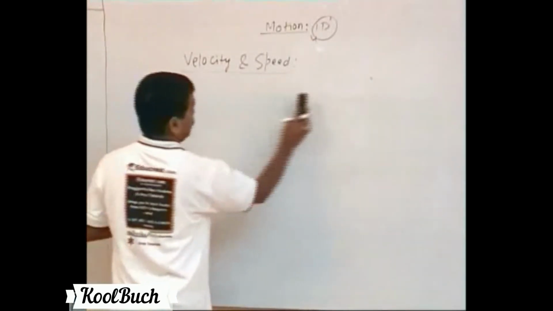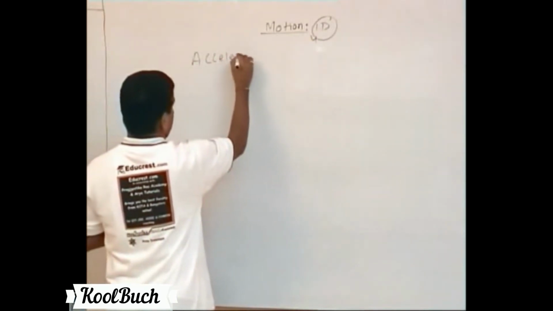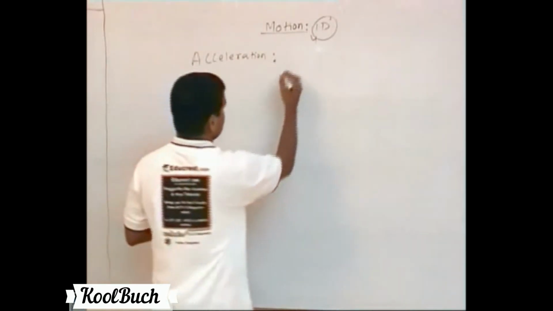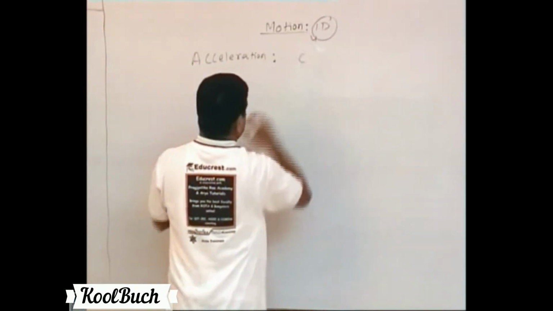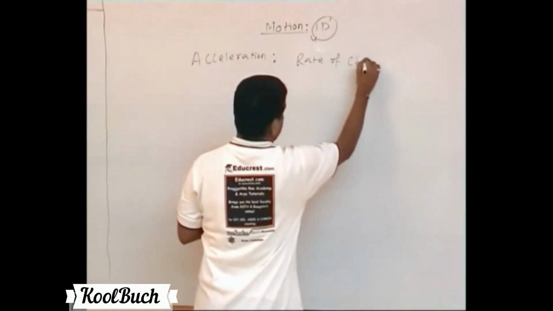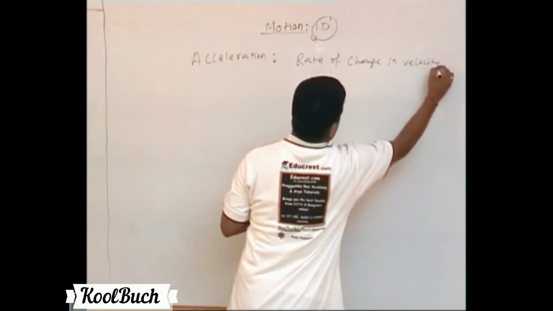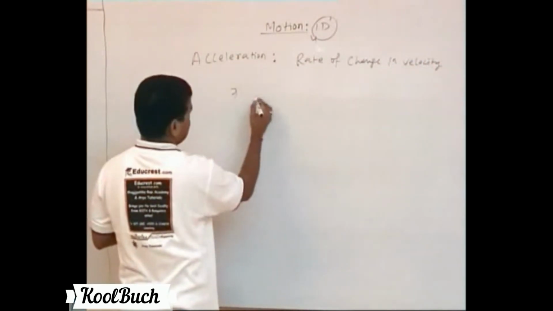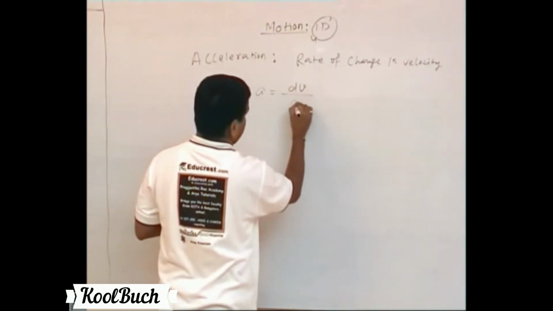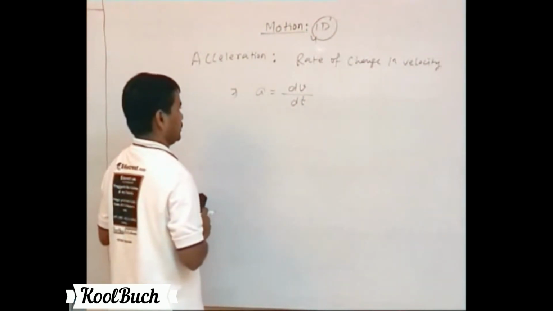Now let's move on to the next thing. What is acceleration? Acceleration represents the rate of change in velocity. So let's say if we represent acceleration as a, we can say velocity is v with the time t. So dv by dt is acceleration.